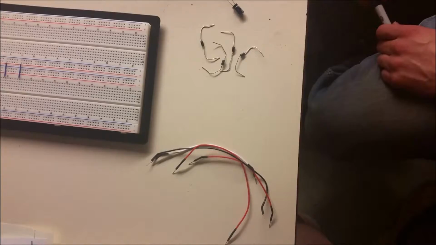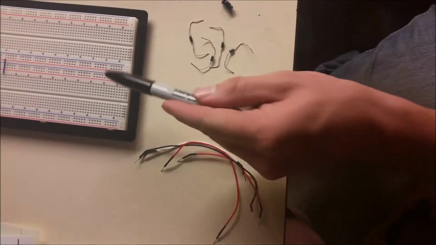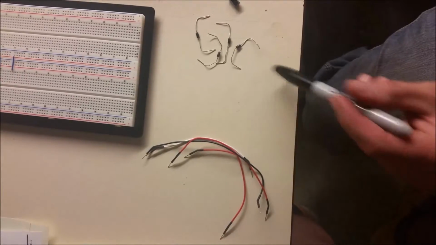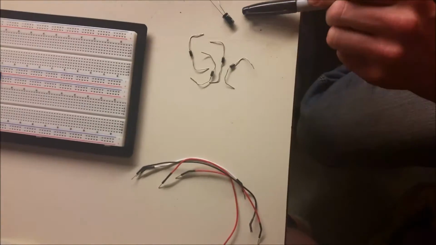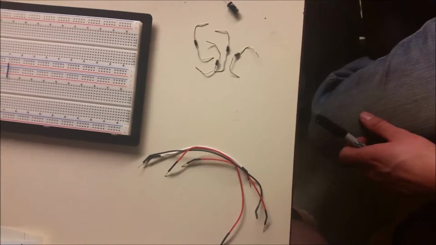Today we're going to be showing you how to make an AC rectifier. For this project you'll need a breadboard, a couple wires, 4 Zener diodes, and a 100 microfarad capacitor. As well as an LED or any other kind of load that you want.